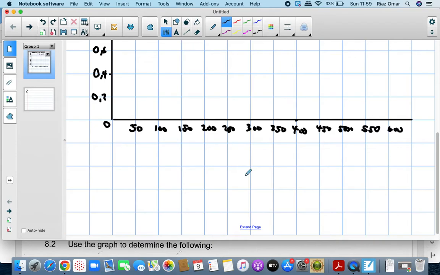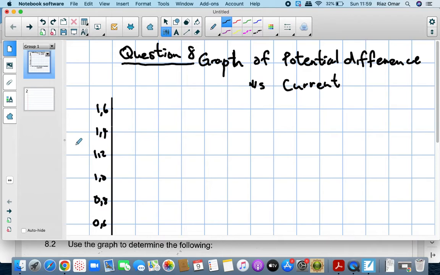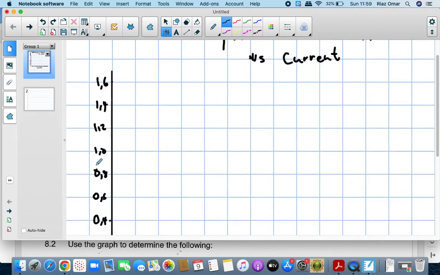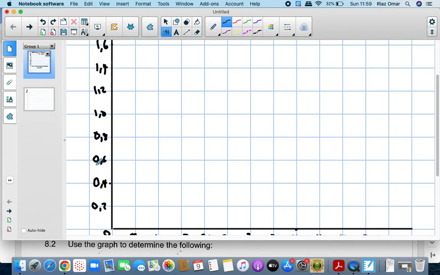We can say this will be current, and it is measured in milliamperes. That's important. And on the other side, what do we have on this side? We've got potential difference measured in volts, so we should also write that down. This is going to be a difficult one. Let me just see if I can do it.